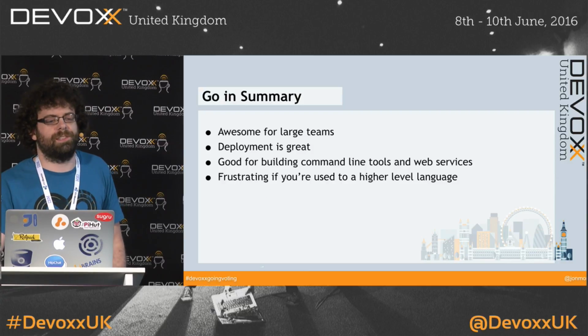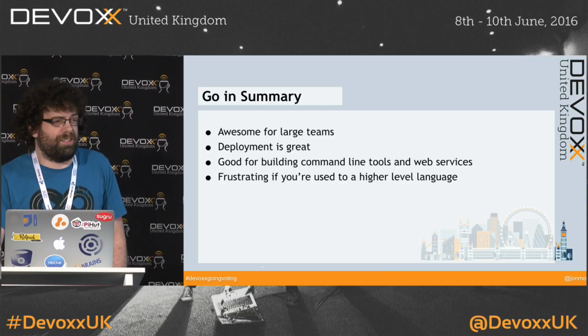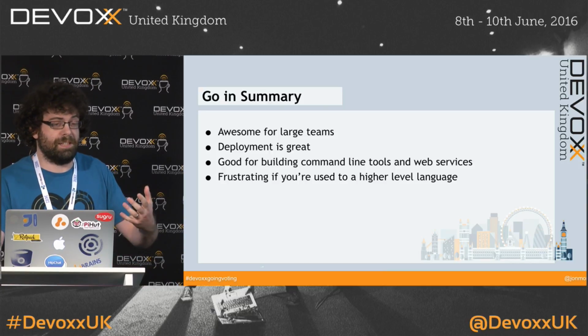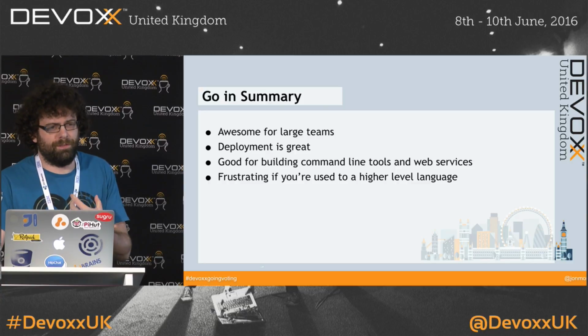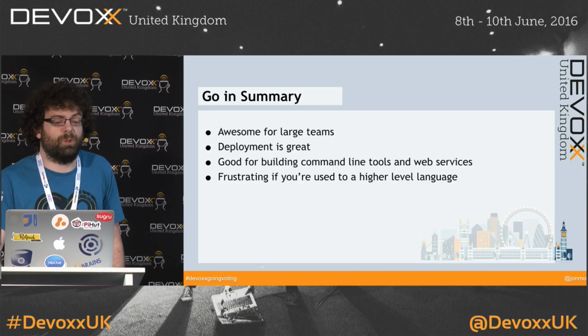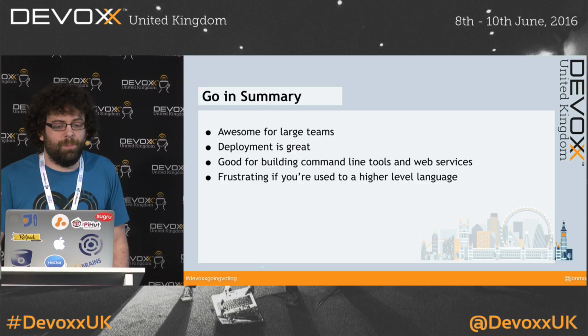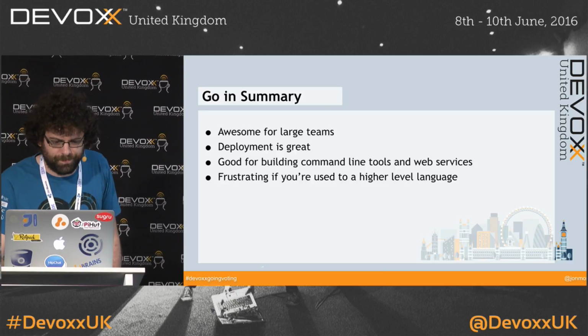So what is Go good for? It's good for large teams because of the tools, and everything's always the same. I think it worked really well for large teams, big open source projects, and that kind of thing. It's also really good for command line tools, as you see with Docker, for example. But it is frustrating if you're used to something a little bit higher level, a little less systems.